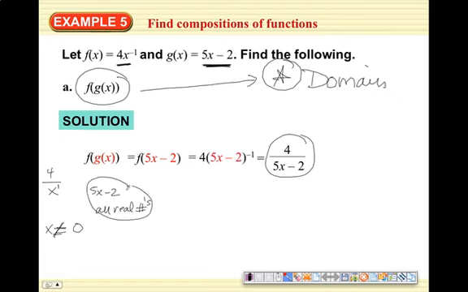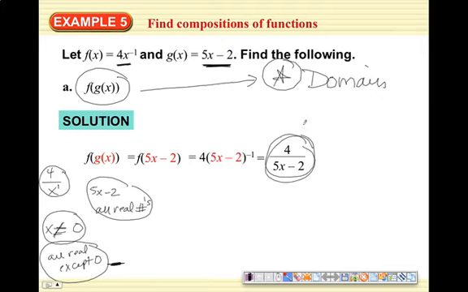Just for this case, X cannot equal 0, which means all real except 0. Here's your domain right here. All real except 0, all real numbers. So far, just based on those two, you could say the domain with these two is all real except 0. But there's one more thing. You have to check the end result.